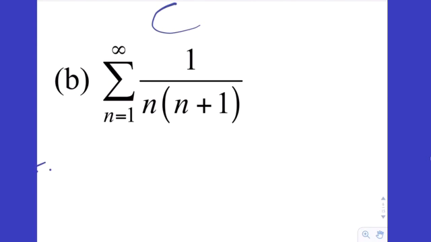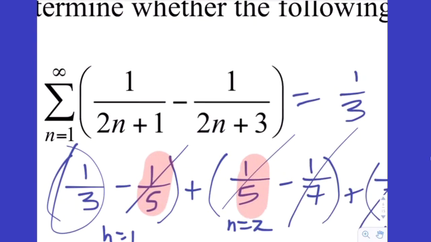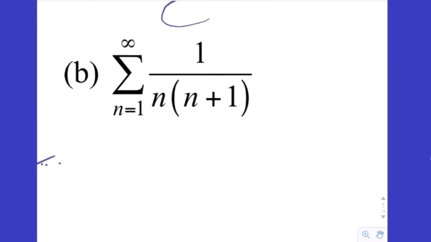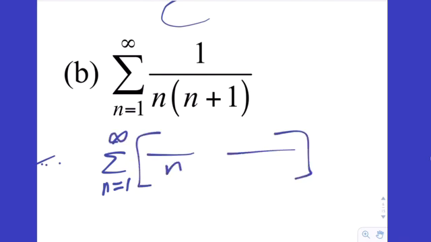Well, is it geometric? No. Is it telescopic? Man, it doesn't look telescopic. Telescopic has this very distinctive look. It's something minus something, so that when I expand it out, can I write this in that form? Can I decompose this into partial fractions?